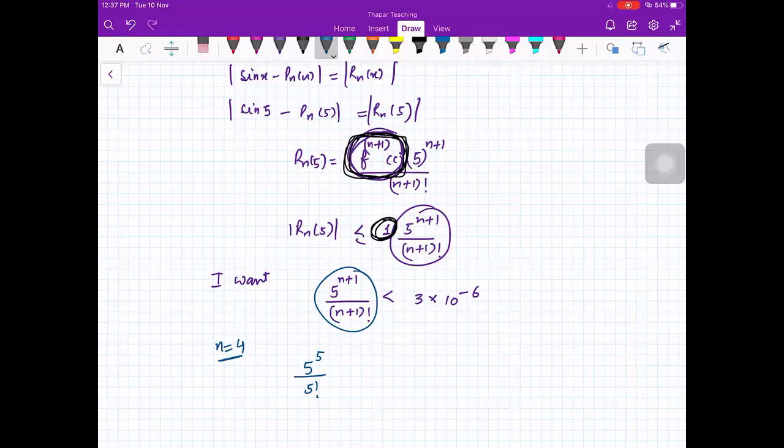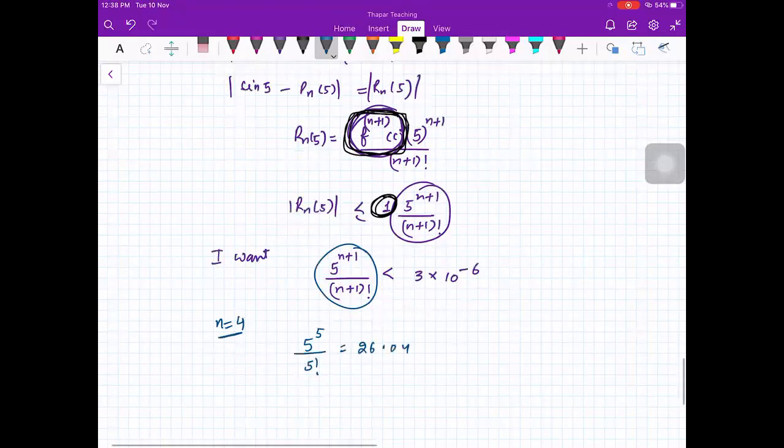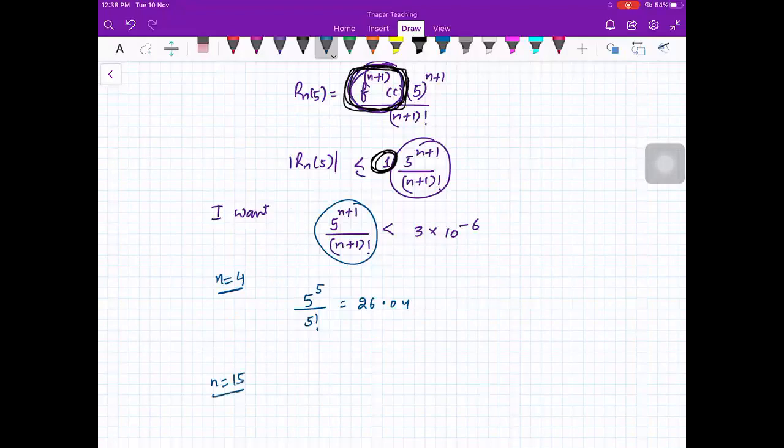26.041. So this is very large, no? It means that we need to try a larger value. Let us try 15. That will be 5 raised to the power 16 upon 16 factorial. Can you see what this number is?